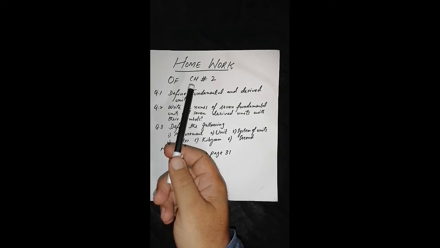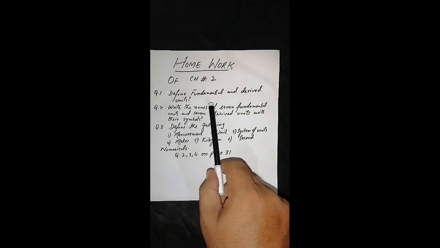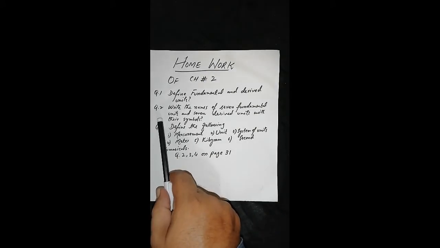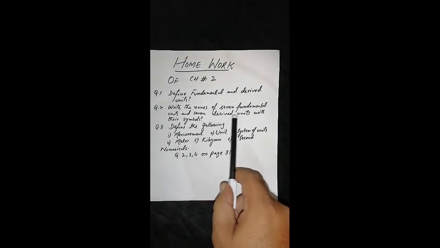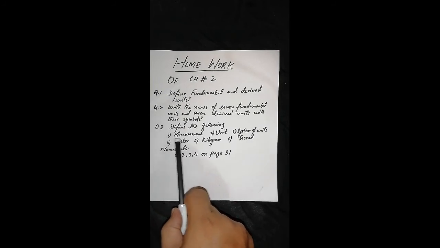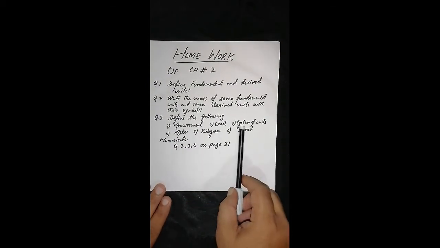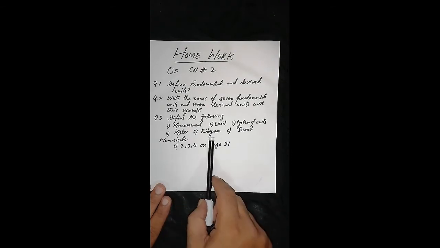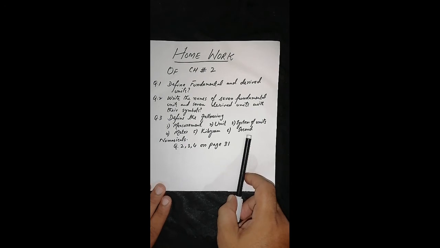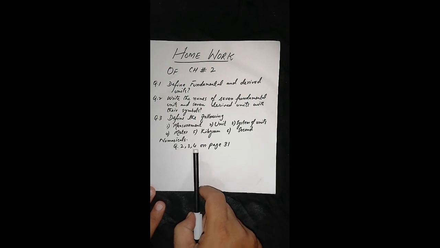Now this is your homework. You have to write in your notebook the answers of these questions. Question number 1. Define fundamental and derived units. Question number 2. Write the names of 7 fundamental units and 7 derived units with their symbols. Question number 3. Define the following. Number 1, measurement. Number 2, unit. Number 3, system of units. Number 4, meter. Number 5, kilogram. Number 6, second. And in the last, on page number 31, solve the questions number 2, 3, and 4.